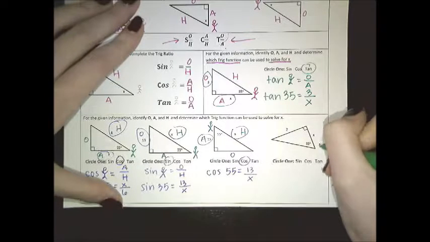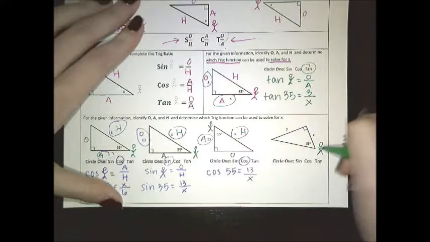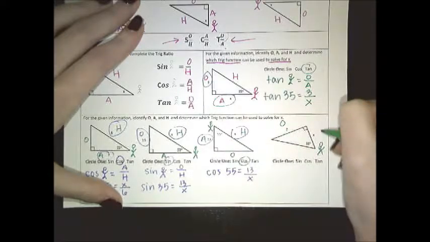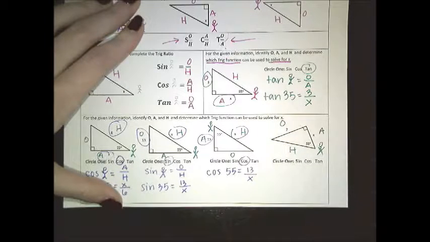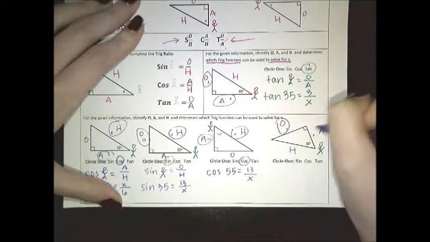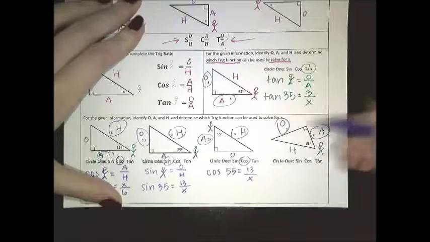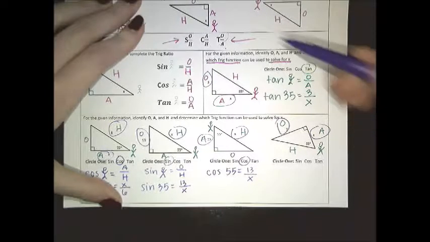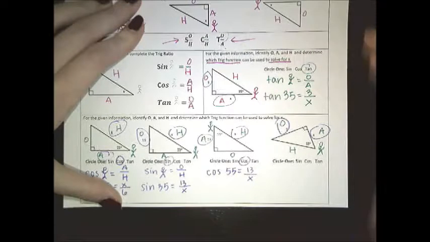All right, last one on the front. We've got Focus Frank down in this corner. I've got my opposite, adjacent, and hypotenuse. I circle the sides that have a number or a variable, and I see I have O and A. So O and A is going to be tangent.